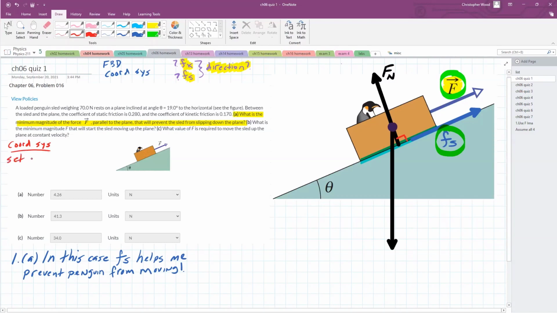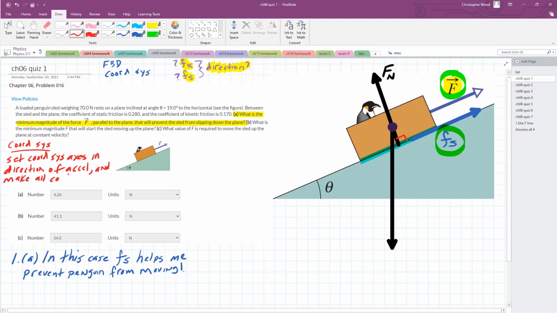Set coordinate system axes, plural of axis, in the direction of acceleration. That's it, and make all coordinate systems flow together.